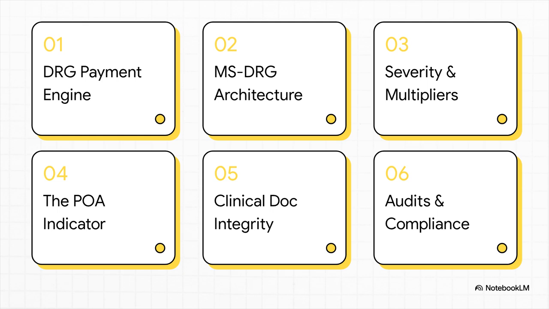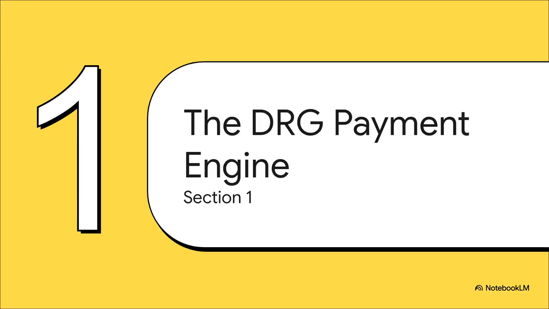First, we'll peek under the hood at the DRG payment engine. Then, we'll explore the MS-DRG architecture and break down exactly how severity and multipliers work. After that, we'll tackle the strict gatekeeper of the whole system, the POA indicator, before we wrap things up with clinical documentation integrity and the super important world of audits and compliance. All right, let's jump right in.